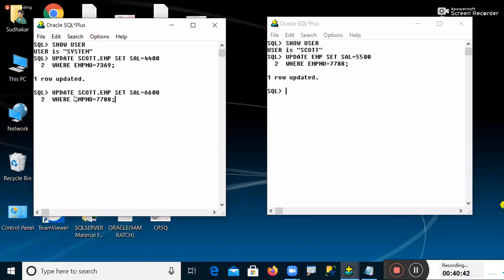No, he can't do it. Why can't he do it? Because Scott user has not committed, and has not rolled back either. Scott user already did the update operation on 7788, which means that row is locked. Yes or no? So that's why this user cannot.